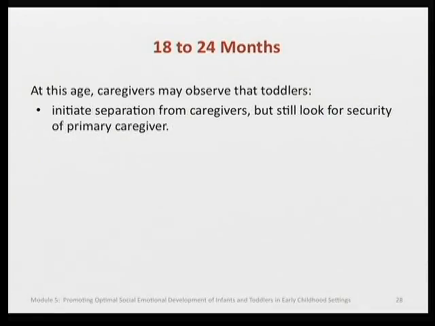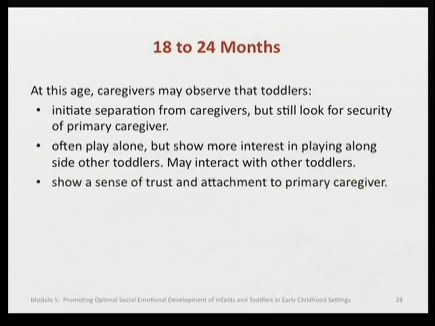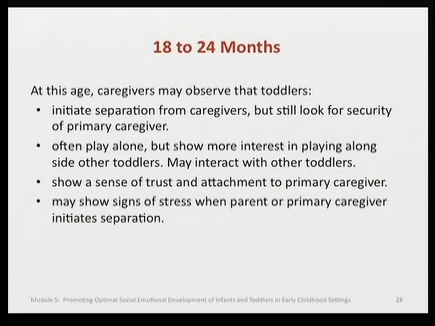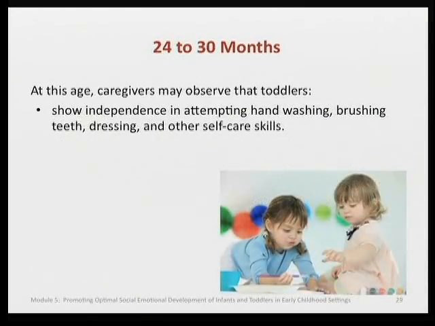At 18 to 24 months of age, caregivers may observe that toddlers initiate separation from caregivers, but still look for the security of the primary caregiver. When playing, they often look to be sure their caregiver is nearby. Toddlers often play alone, but show more interest in playing alongside other toddlers. They may interact with other toddlers, especially when an adult facilitates by playing a game or demonstrating toys. Toddlers show a sense of trust and attachment and may show signs of stress when the parent or primary caregiver initiates separation.